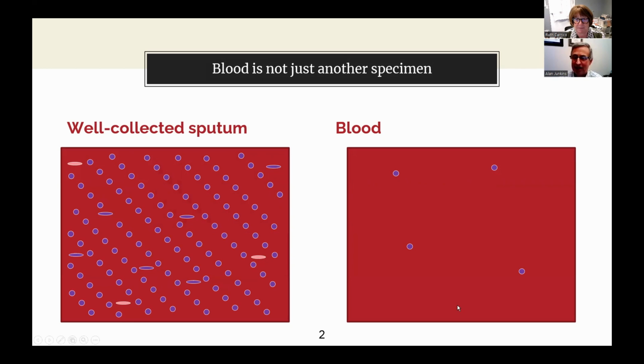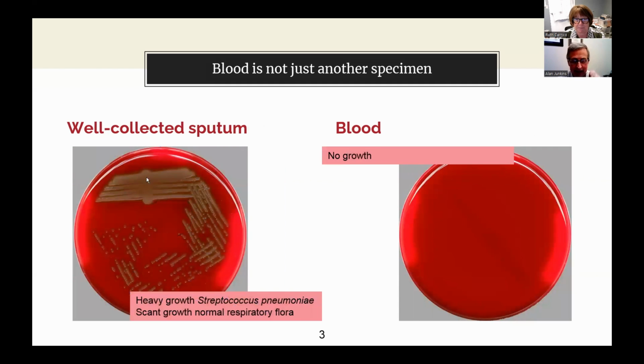If the patient is alive, the concentration of bacteria is not really going to be very high. So if I treated blood like I treated sputum and just stuck a loop in it and streaked that out onto a plate, then what I get would look like this. Here's the sputum, which is great. I've got heavy growth of strep pneumo. And if you look real close, there are a few little colonies of some other scant normal respiratory flora growing. But I know exactly what I've got there.